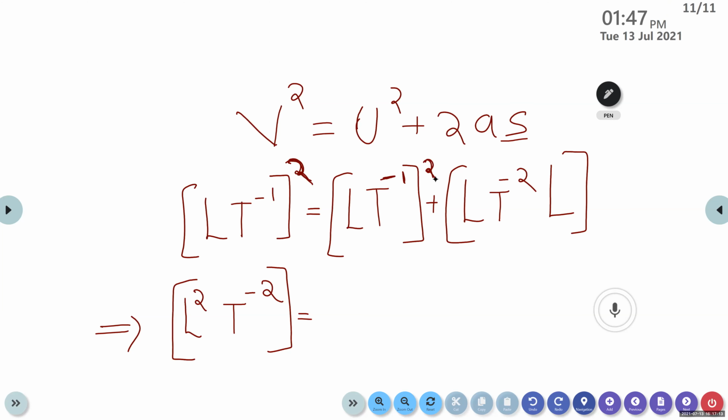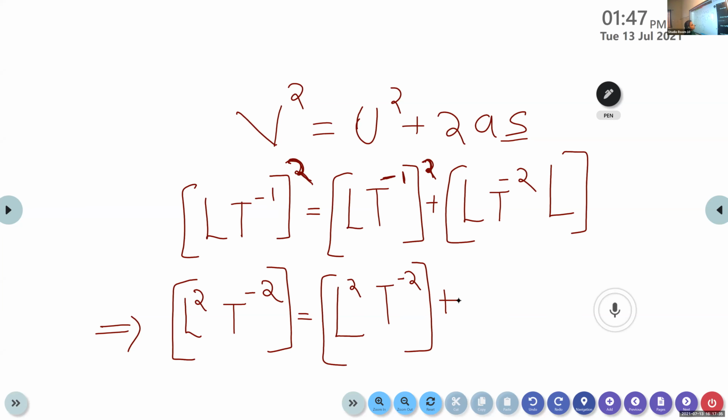LT raised to minus 1 the whole square. How can we solve it? Take the square inside the bracket, so it becomes L square T raised to minus 2. So the first term is okay, it is satisfied with our LHS. What about the second term? Here LT raised to minus 2 into L. What is that? L square T raised to minus 2. Right? Does it satisfy the principle of homogeneity?